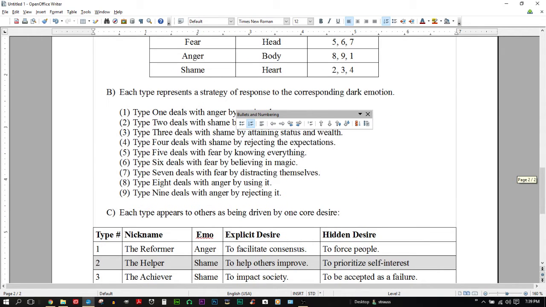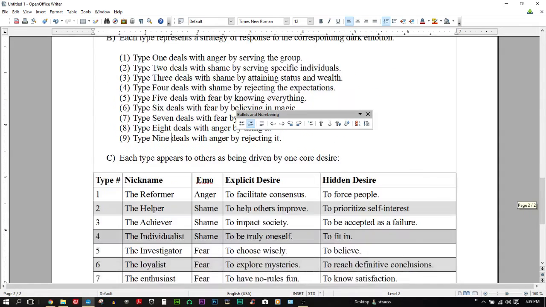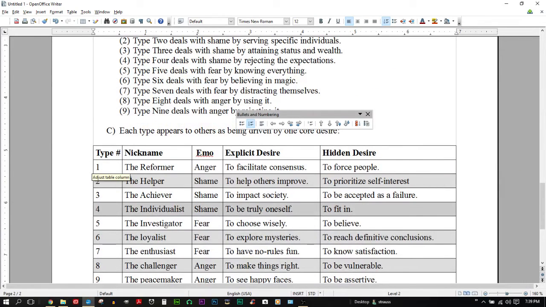Each type appears to others as being driven by one core desire. So, the reformer, as they're called, type 1, their emotion again is anger, that's for reference. Explicit desire, to facilitate consensus. Their hidden desire is to force people.